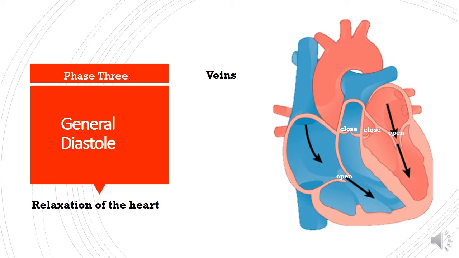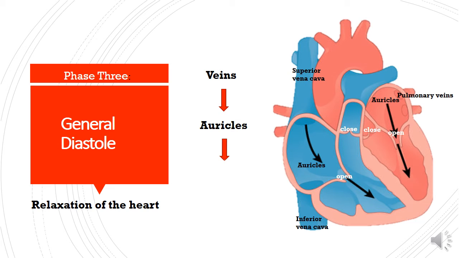The veins bring back the blood into the heart, veins like the superior and inferior vena cava and the pulmonary veins. They fill the auricles slowly with the tricuspid and bicuspid valves open, and then the blood travels slowly into the ventricles. Remember, here we don't have any contraction. Usually this phase lasts for 0.4 seconds. This is the duration of this phase.